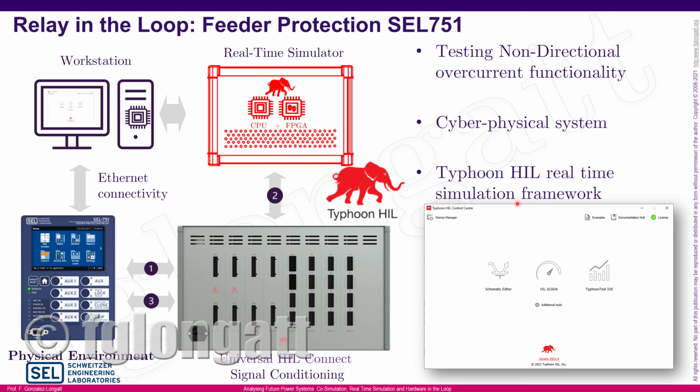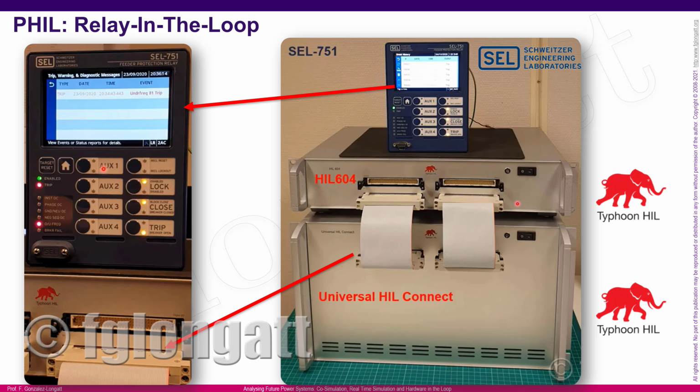You have two very important software. One is the schematic, where you create your model, and then you have the HIL SCADA, where you are interchanging signals, okay? Here, this is the physical representation. On the top, you have the CEL 751. In the middle, you have the real-time simulator, the HIL 604. And then you have the universal HIL connect, okay?